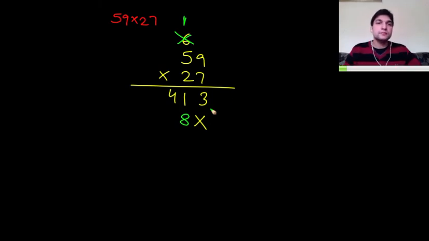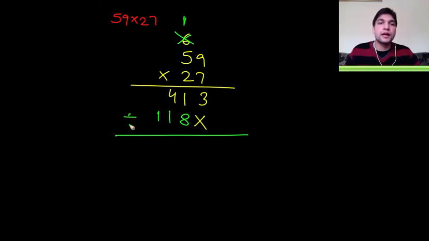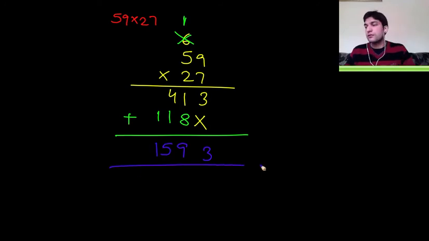And then 2 times 9 is 18, 8 here, 1 at the top. Then 2 times 5 is 10. Carried forward 1 will be added up. That will give 11. And then you simply add them up. When you add them up, you will get your answer. 3 plus null value is 3. 8 plus 1 is 9. 4 plus 1 is 5. And then 1 as it is. So 1593 will be your answer.